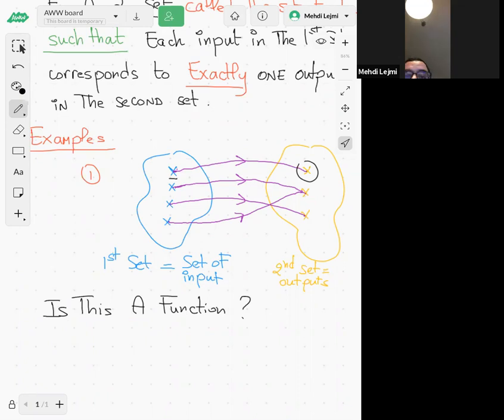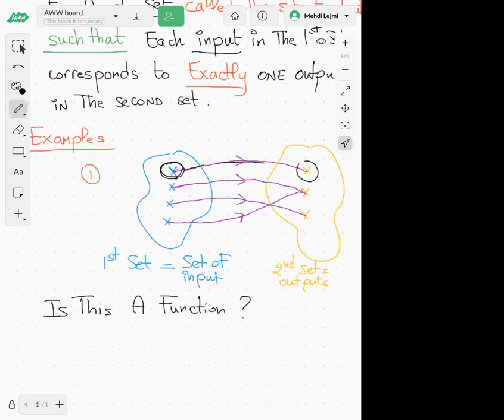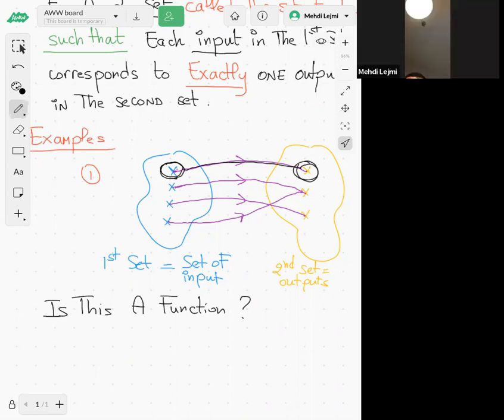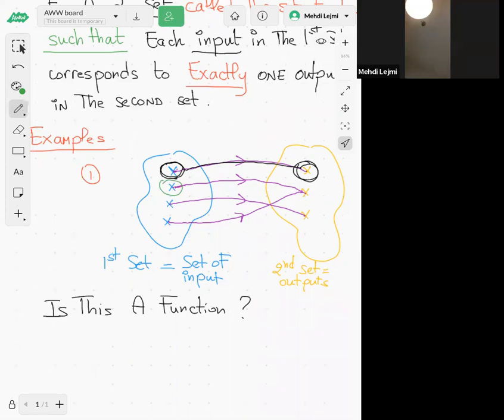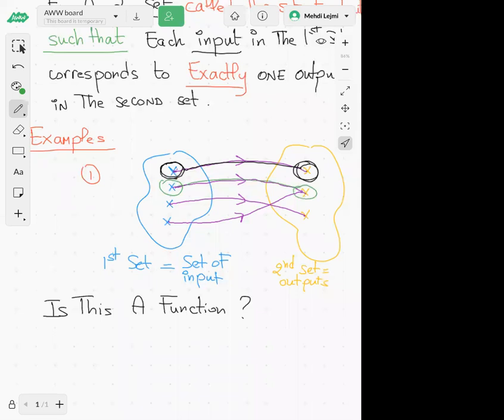Why is that? So the rule, guys, we said each input in the first set corresponds to exactly one output in the second, right? So let's say this is my input. This input here corresponds to exactly one output here in the second set, right? The same for the next point. This is my input, and this input corresponds to exactly one output.